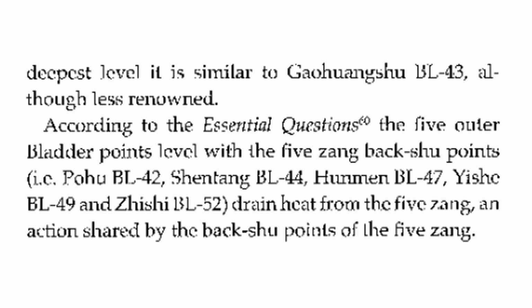According to the Essential Questions, the five outer bladder points level with the five zang back-shu points, that is bladder 42, bladder 44, bladder 47, bladder 49, bladder 52, drain heat from the five zang, an action shared by the back-shu points of the five zang.